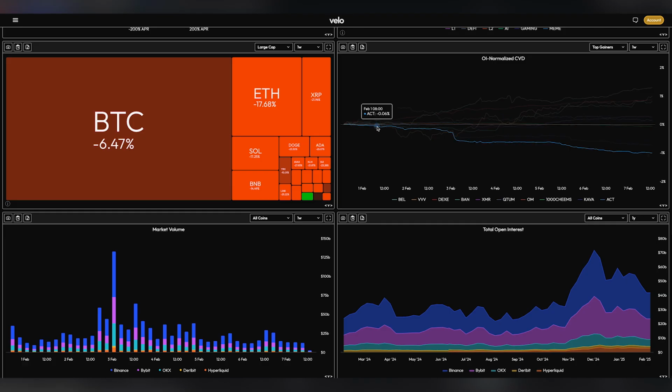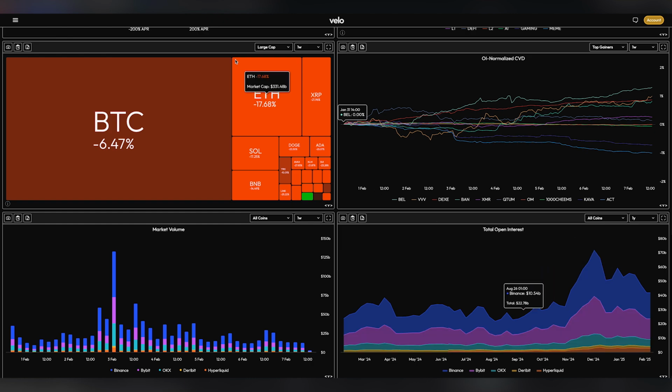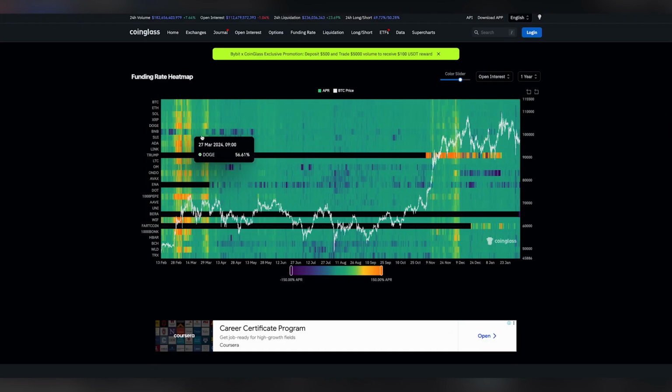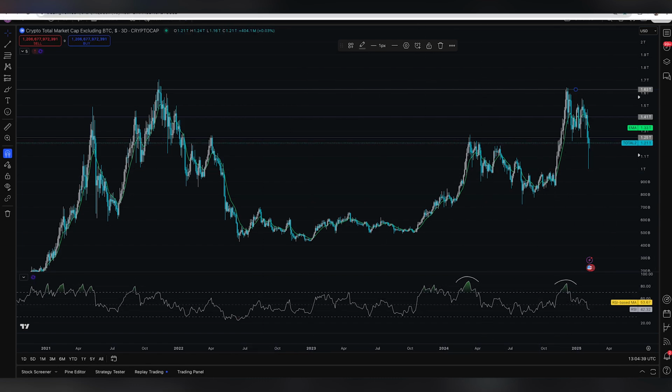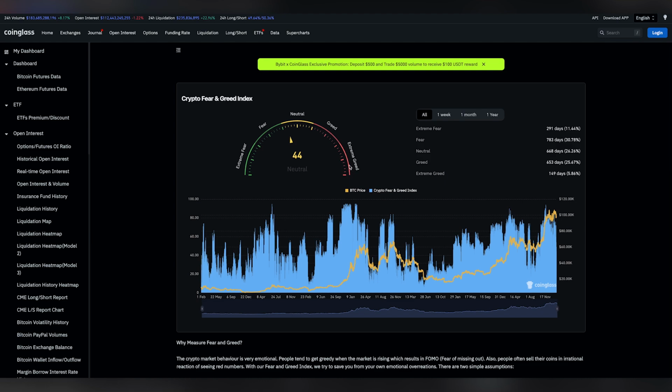Usually when we see total open interest at these levels, or when we see funding rates at these levels here, or when we see total market cap or total 2 at the 3-day overbought area, the fear and greed index is at extreme greed, because that's basically the period when most people are interested in crypto. And when this is at extreme greed, you have another indicator that it is time to start scaling out of your positions over a short period of time, and it's definitely not a time to buy.